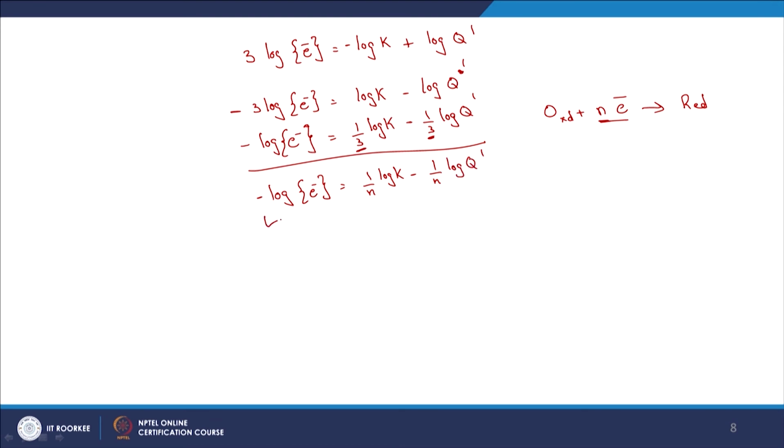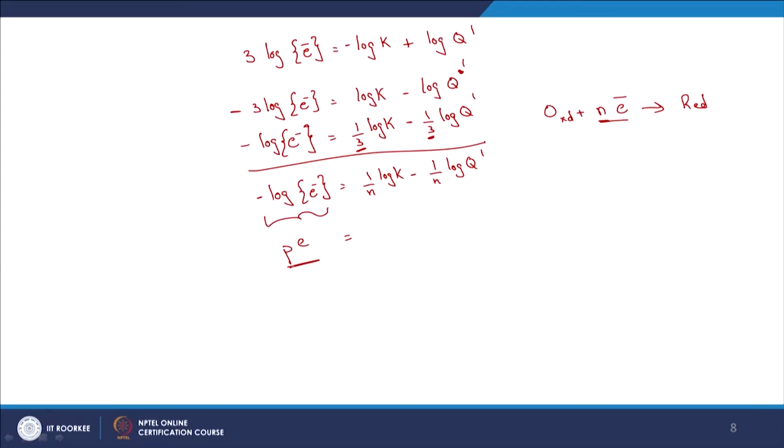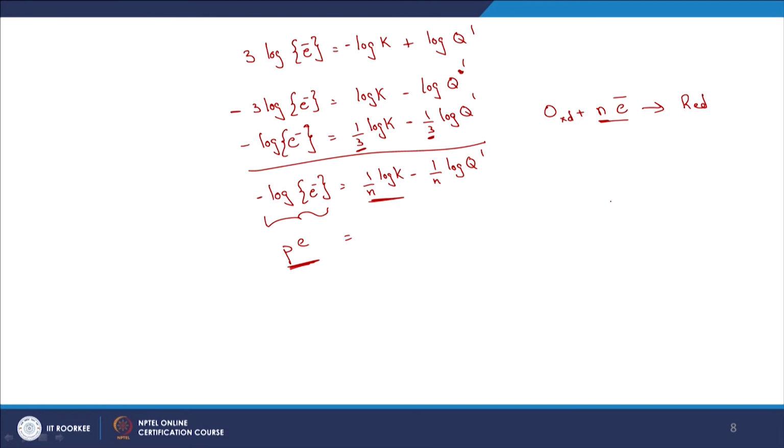So, here this particular term, minus log activity of electron, similar to minus log activity of the H plus concentration, I am going to call the Pe. This is more or less the definition: Pe is minus log activity of the electron. Obviously, this is a value that you are going to use to understand the system, and we are going to look at that later. So, Pe is equal to 1 by n log k, and 1 by n log k I am going to say is equal to Pe naught. So, Pe equals Pe naught minus 1 by n log q dash, right.